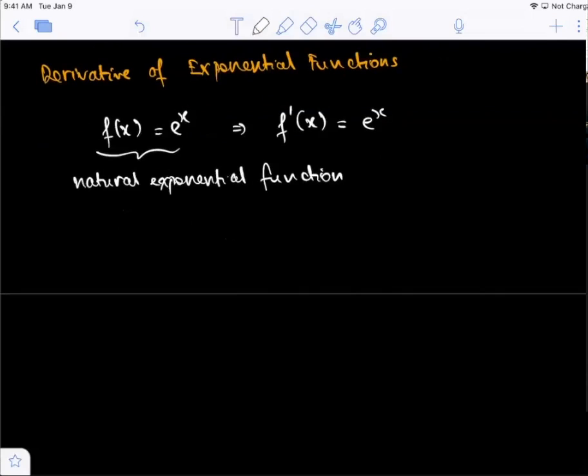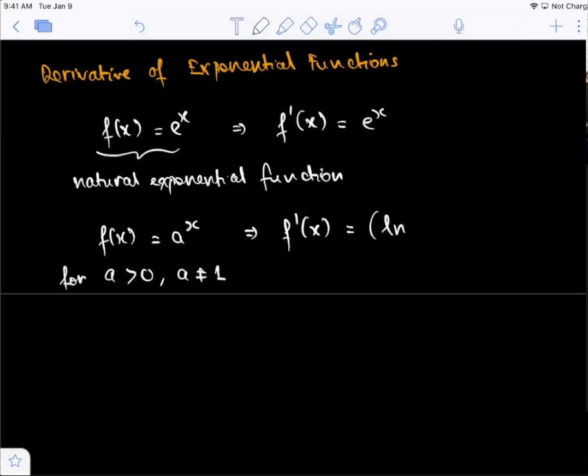There's a common or generic exponential function. I call this f of x equal to a to the power x, for a greater than 0 and a different from 1. And the derivative of this is ln of a times a to the x.